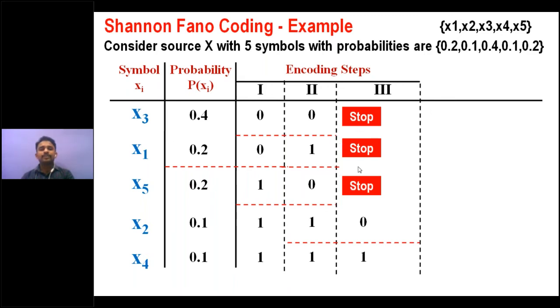Why? Because the first three symbols stopped here, and if you take a fourth encoding step, these last two symbols also will be stopped here only. Clear? That means all the symbols are stopped at the third encoding level. So this is another stage of encoding in Shannon Fano. Now the encoding steps are completed, right? When all the bits are stopped, the encoding steps are completed.